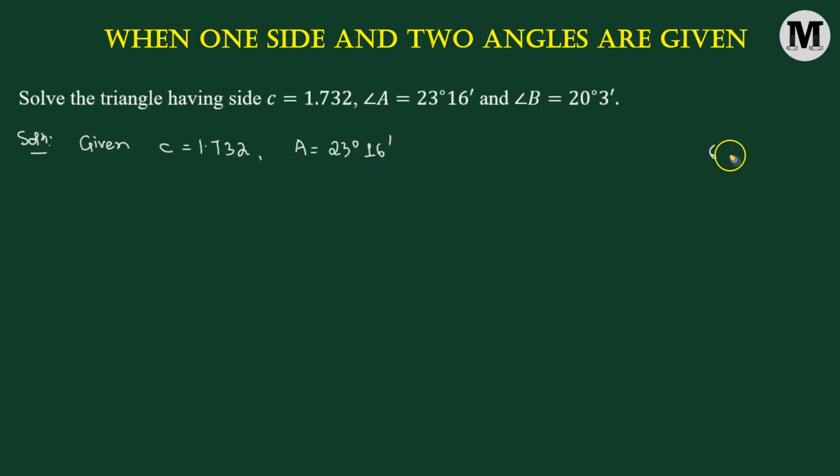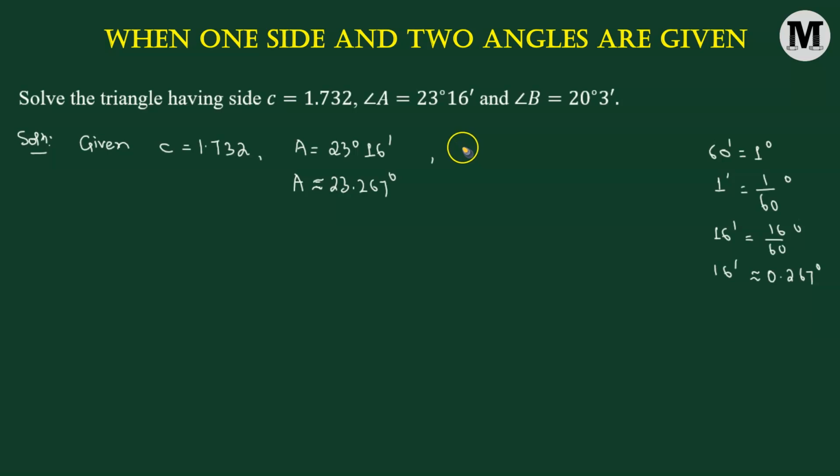We know that 60 minutes corresponds to 1 degree, which means that 1 minute is equal to 1 over 60 degrees. In our case we have 16 minutes, so 16 minutes is simply 16 over 60 degrees. When we divide 16 by 60, that gives us approximately 0.267 degrees. That means 16 minutes is approximately 0.267 degrees, which means our angle measure A is approximately 23.267 degrees. So this is the angle measure of A.